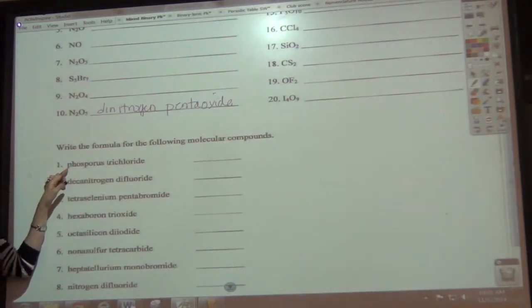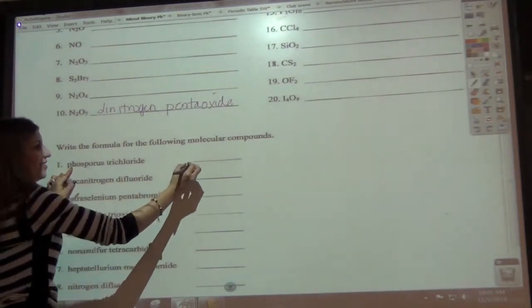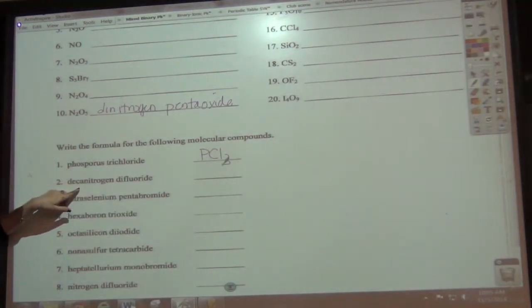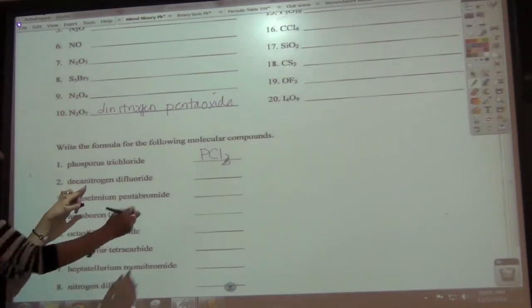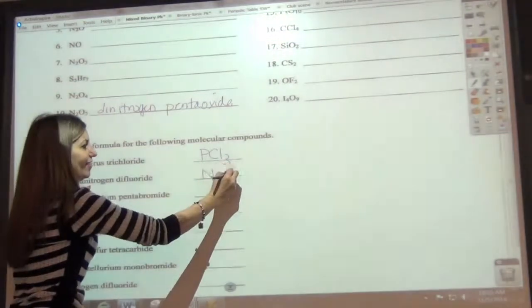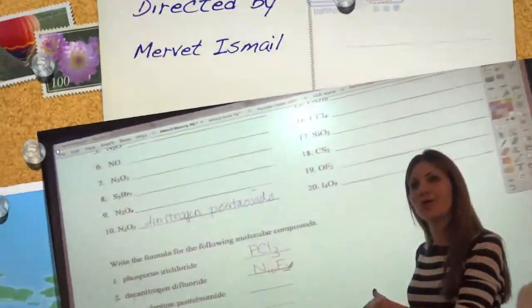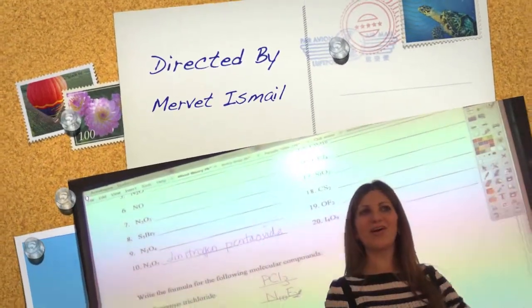Next, so let's do this one here. What do you think this is? PCl3. Awesome. What about the next one? N10 F2. Perfect. Got it? Okay, so that's it. You're going to keep on going with this. So that's naming our molecular compounds.